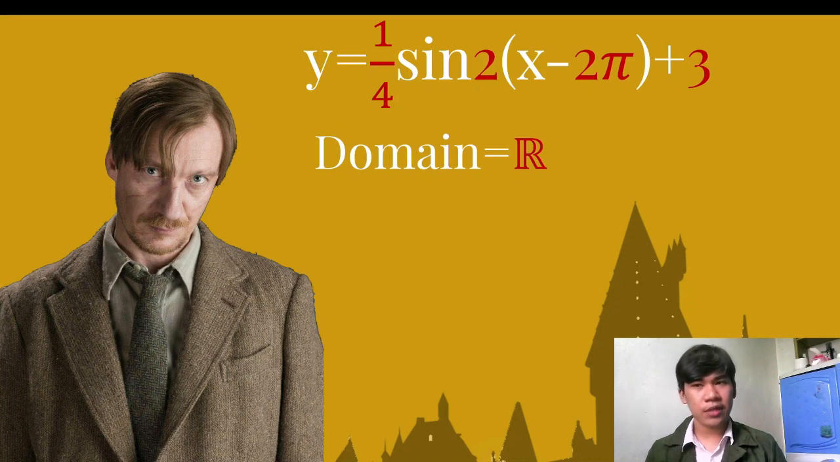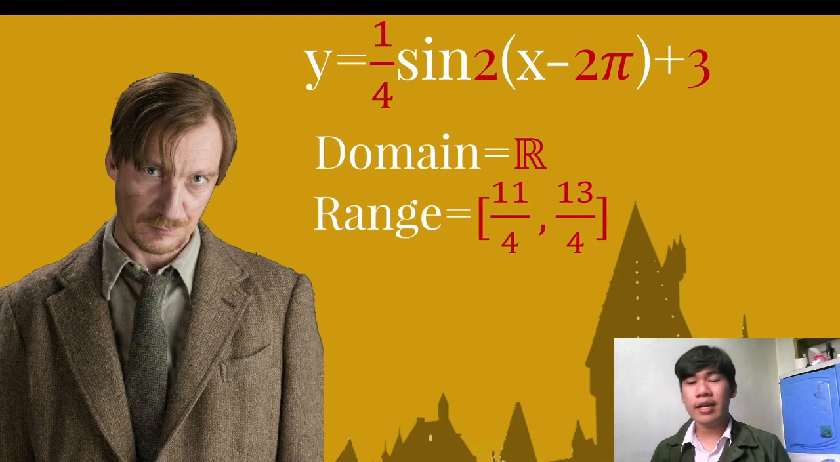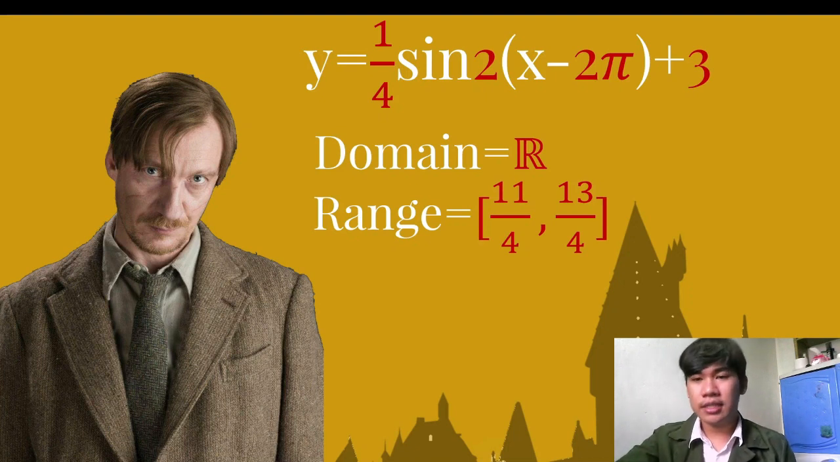Not all cases would have all real numbers as a domain, since there might be restrictions depending on the given equation. For the range, it would be 11 over 4 to 13 over 4, since negative 1/4 plus 3 is 11 over 4 and positive 1/4 plus 3 is 13 over 4. Now, let's proceed to the graph.